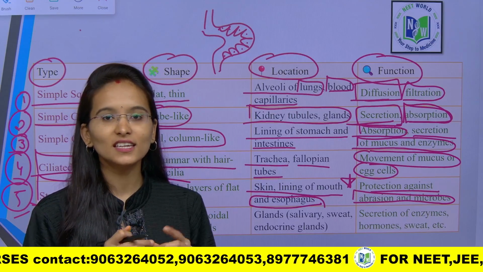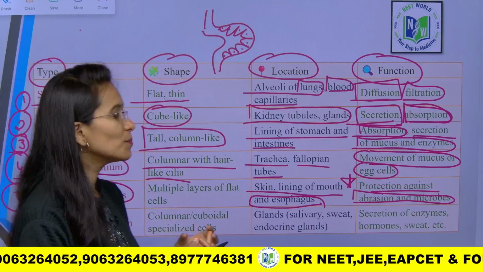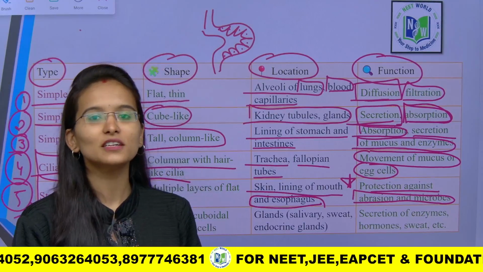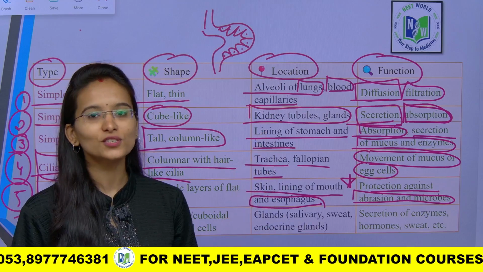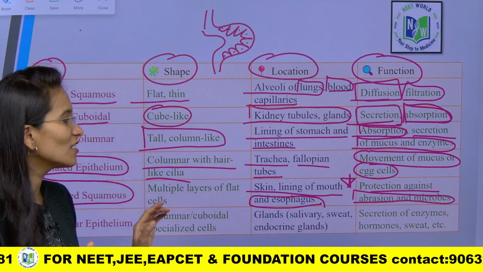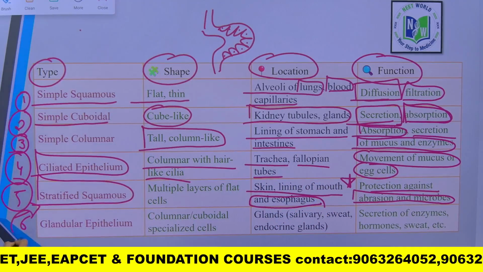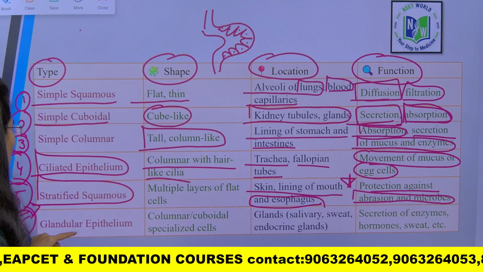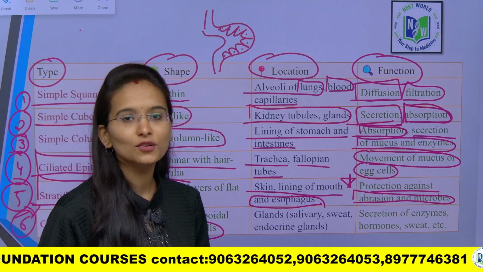Suppose on the skin, when we are exposed to water, and when we are exposed to any mechanical injury and to microbes, this particular tissue will help in preventing the entry of microorganisms into our body. So this is the main function of this tissue. And next, when we see the last tissue, glandular epithelium, here cuboidal cells are going to be present.